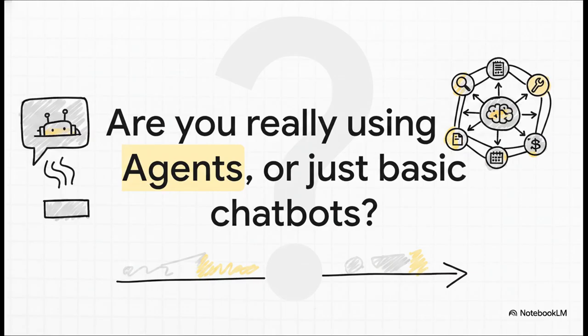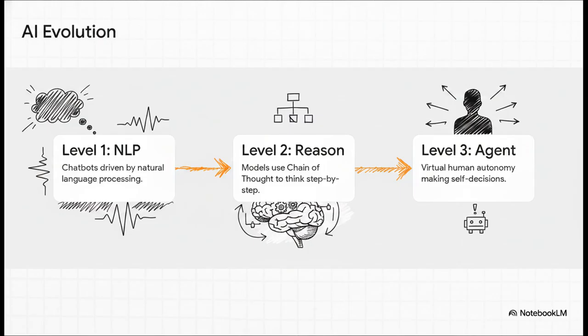To really understand why, we need to look at how artificial intelligence has evolved over the last couple of years. Think of it like an evolutionary map. We started at level 1 back in late 2022. This was the classic chatbot phase, driven mostly by natural language processing. It understands what you type, and it generates a response. It's basically highly advanced autocomplete.